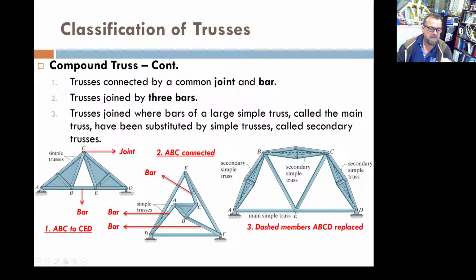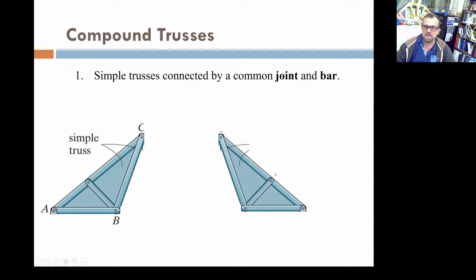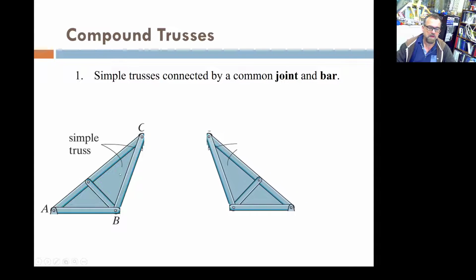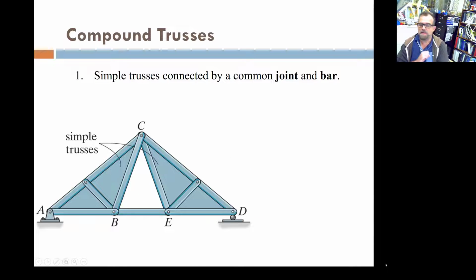So if you have the first case, for example, simple trusses connected by a common joint, it could be something as simple as this. This is a simple truss, and this is a simple truss. You get both of them, you connect them there at one joint, and add 1 bar. That's it. And then you have that type of compound truss. Usually you can solve these by making a cut here and studying one side of the truss. Usually, not necessarily.